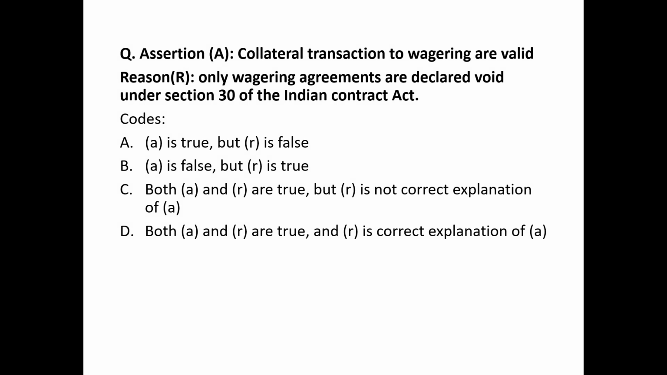Next question, collateral transaction to waging are valid. Correct? Only waging agreements are declared void under Section 30 of the Indian Contract Act. Correct? So answer will be option D. Both A and R are true, and R is the correct explanation of A.